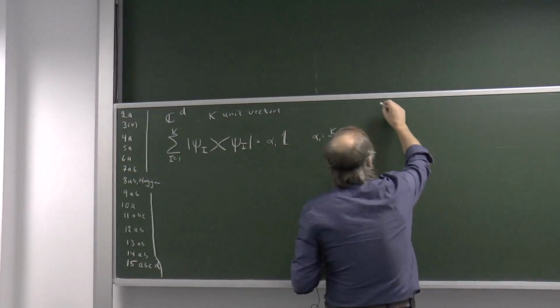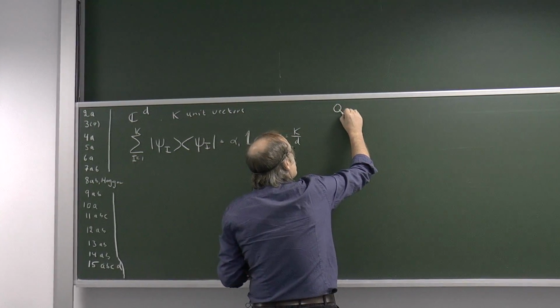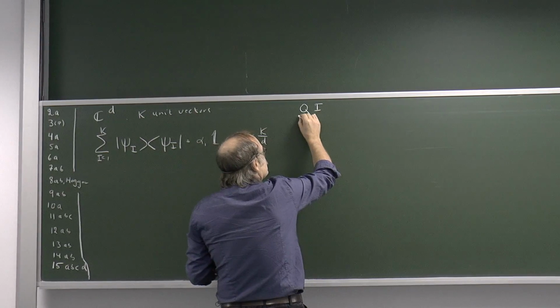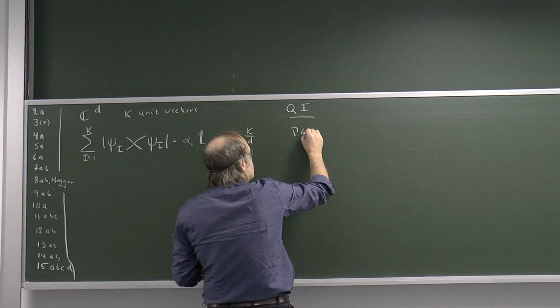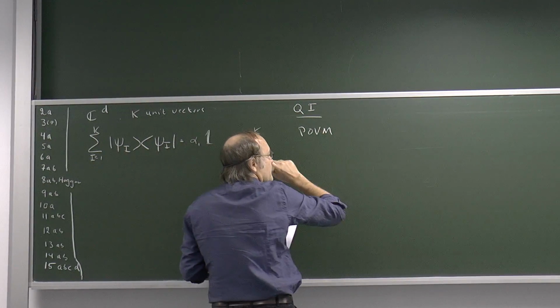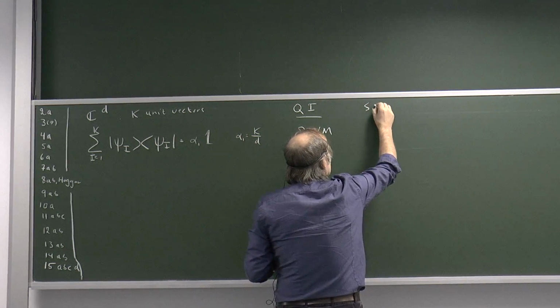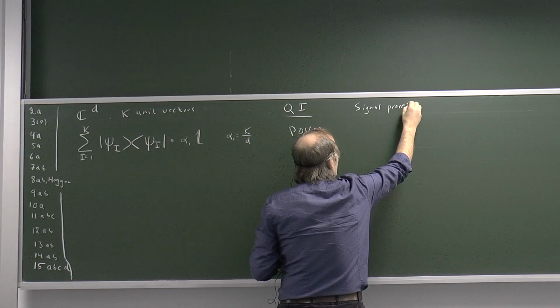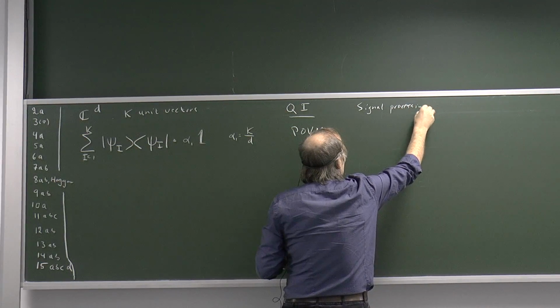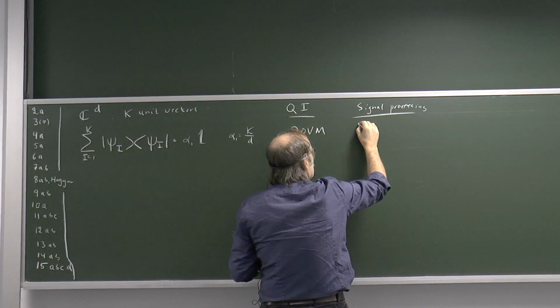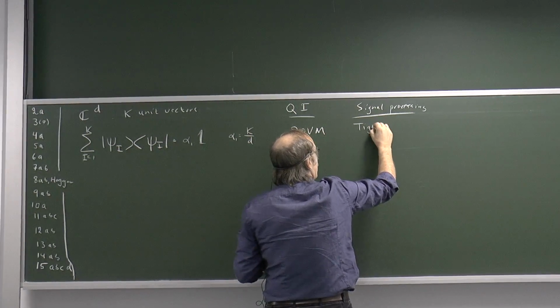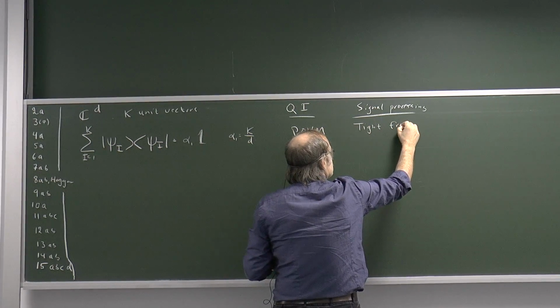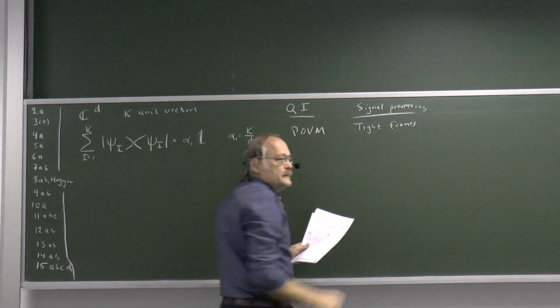Such collections of vectors have two names. In quantum information theory, they're called POVMs. In signal processing, they are called tight frames.